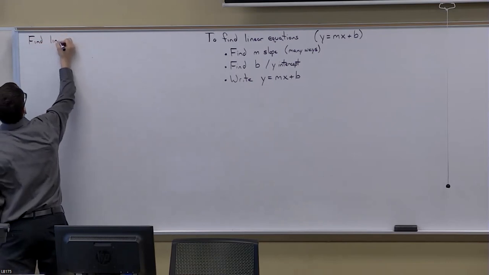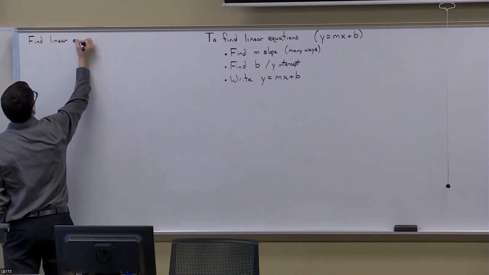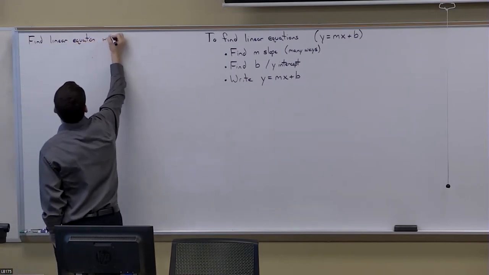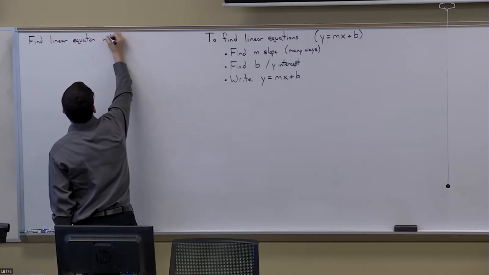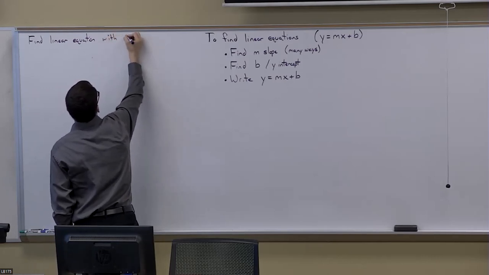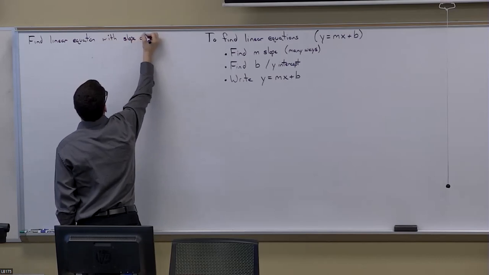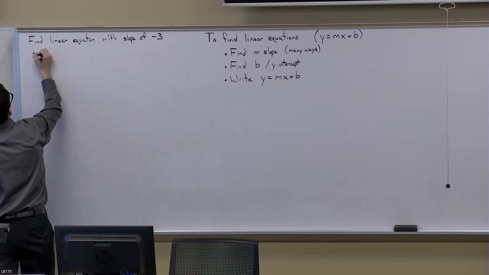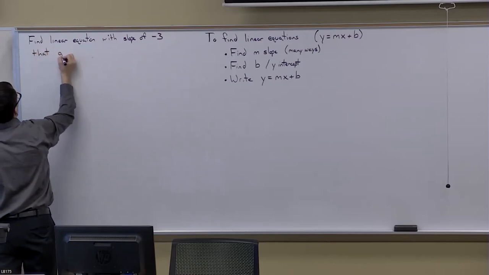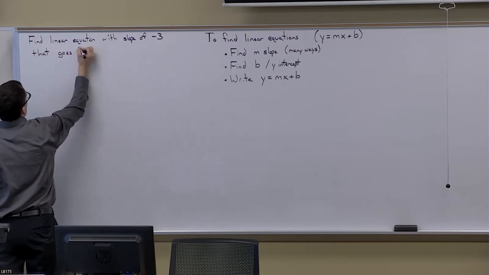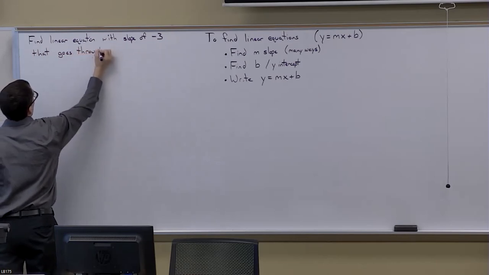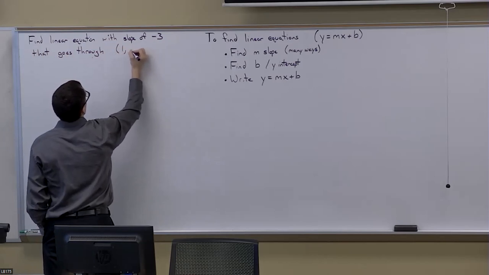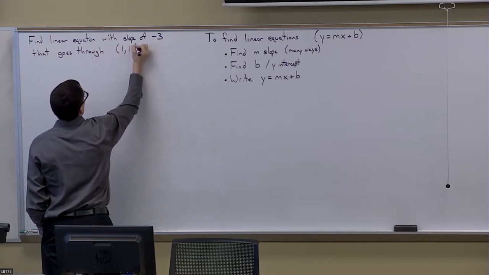Find the linear equation with slope of -3 that goes through the point (1, 11).